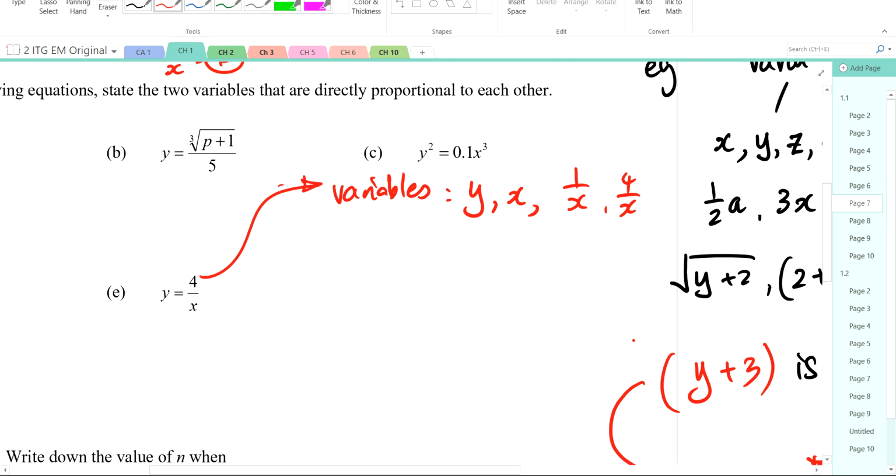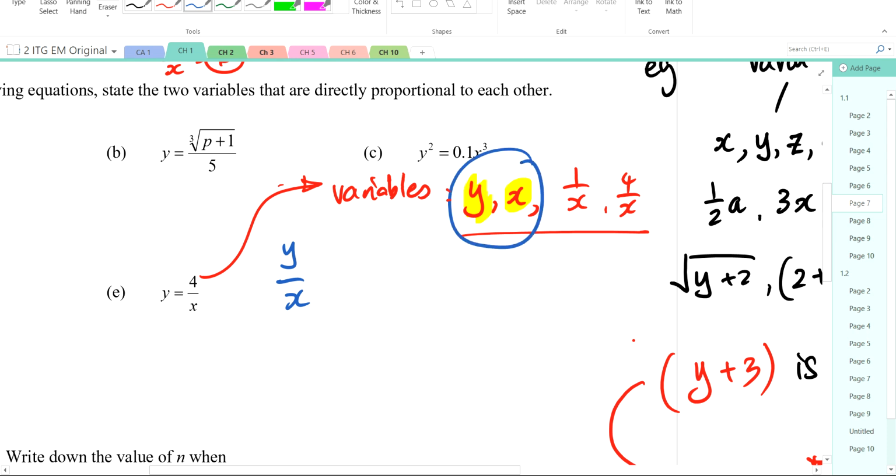Choose two out of these four, because all these four are the variables that I can think of. Choose any two of them. Y as well as, you want to try x? Okay, let's try y and x. Can you form y divided by x from these two?